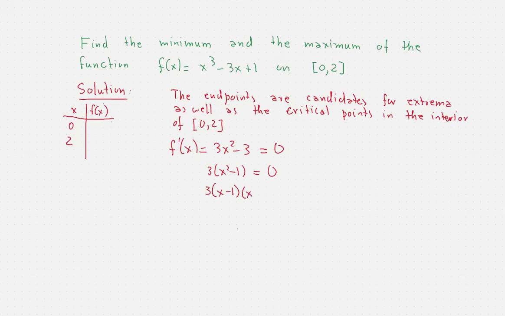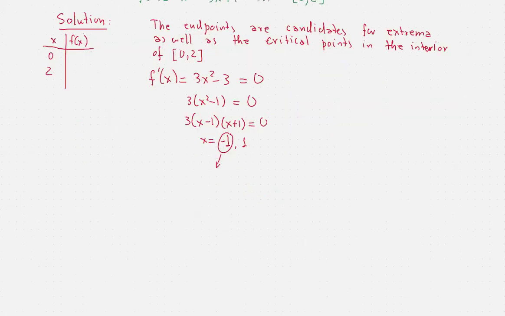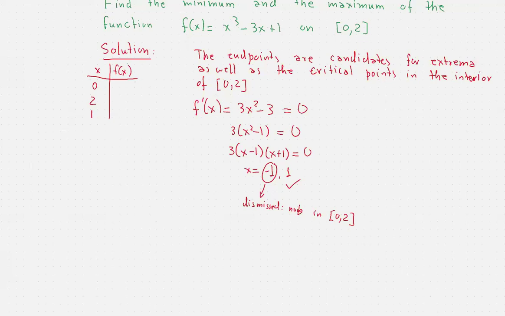Okay, but here we have to be careful because the point -1 is dismissed because it's not in our interval 0, 2. So the only point that we will take under consideration here is the point 1. So we put that on the table, and that completes the candidates that we have for extrema.